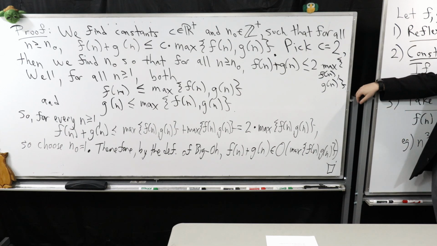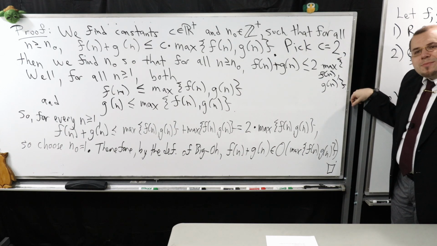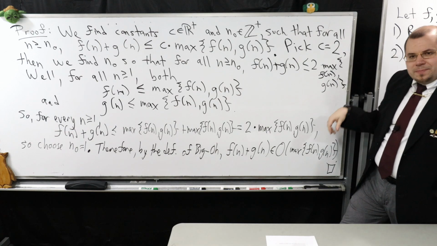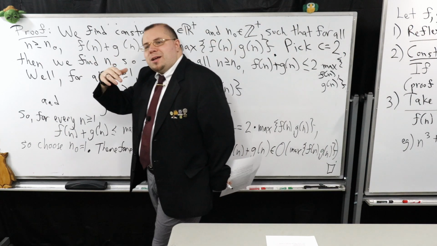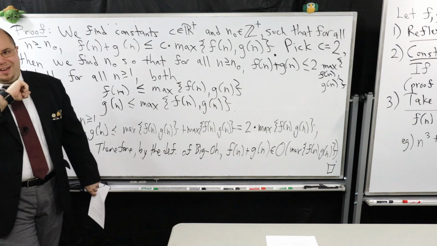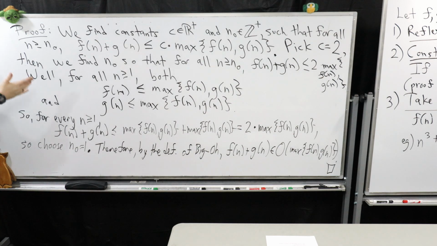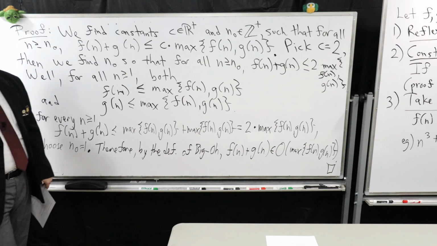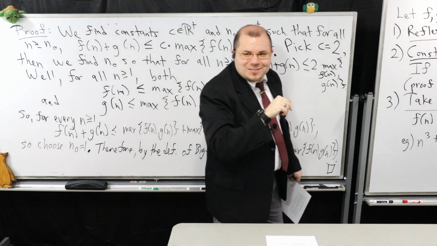So do you see how all I did was use the same ideas that I used last time? But now I'm not talking about specific complexity functions anymore. This works for any two complexity functions. But I use the same kind of strategies I used last day. Is that kind of cool?